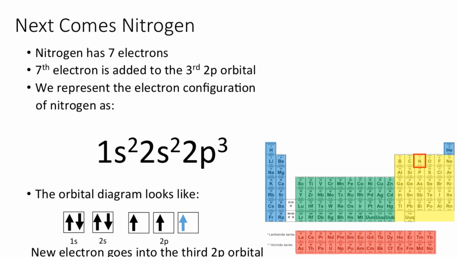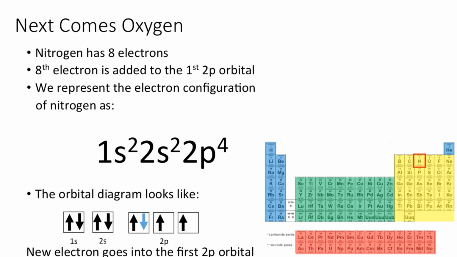In nitrogen, we're going to add the next electron to the third 2p orbital, as you can see down in our orbital diagram, and our new configuration for nitrogen will be 1s2, 2s2, 2p3. So now our p sublevel is half filled.